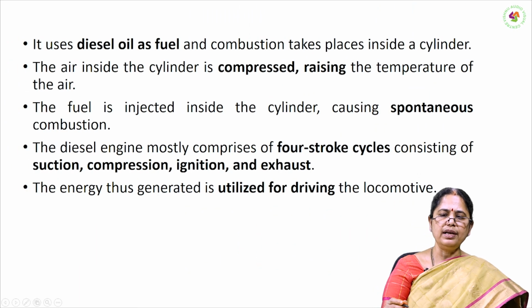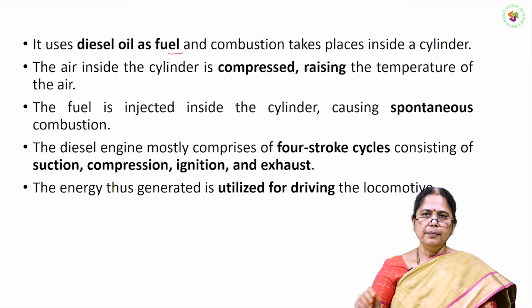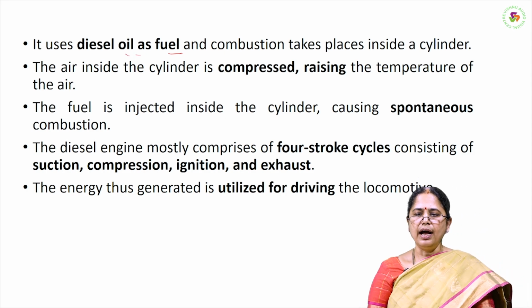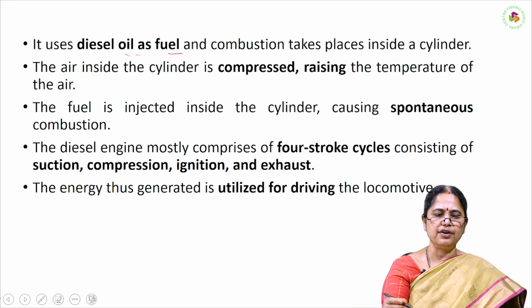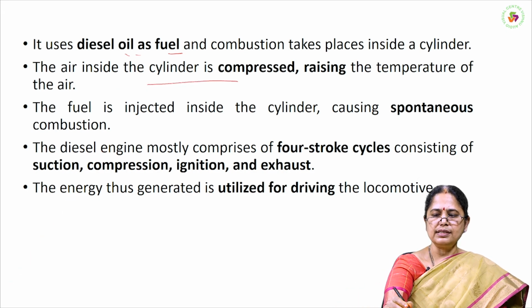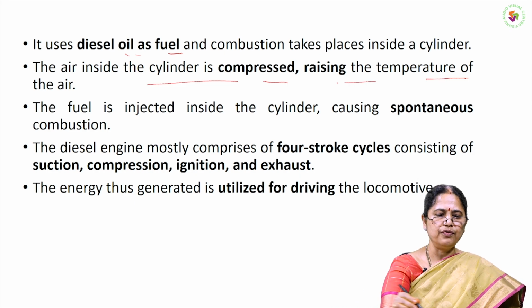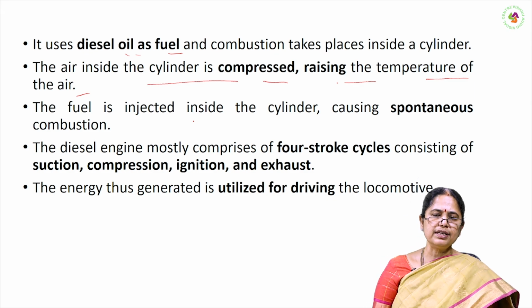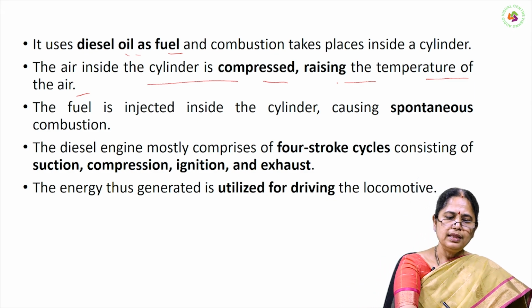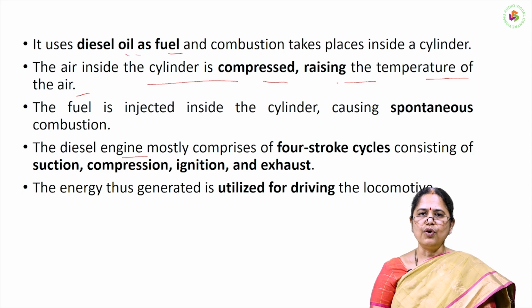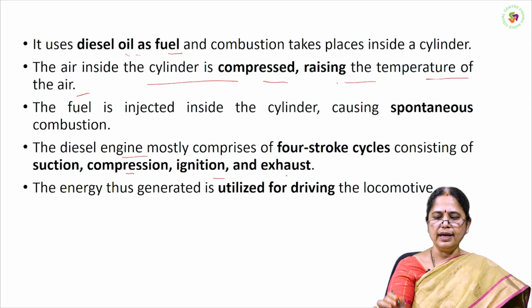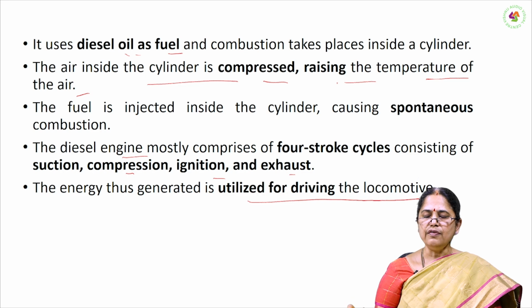This is the real picture of the diesel engine. It uses diesel oil as fuel. Here we can see in the steam engine, coal is the fuel. In the diesel engine, diesel oil is the fuel, and combustion takes place inside the cylinder. The air inside the cylinder is compressed, raising the temperature of the air. The fuel is injected inside the cylinder, causing spontaneous combustion. The diesel engine mostly comprises a 4-stroke cycle consisting of suction, compression, ignition and exhaust. The energy thus generated is utilized for driving the locomotive.